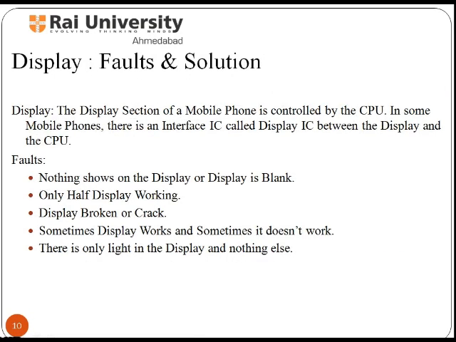Display. The display section of a mobile phone is controlled by the CPU. In some mobile phones there is an interface IC called display IC, which is between the display and the CPU. Faults: nothing shows on the display or display is blank, only half display working, display broken or cracked, sometimes it is not working, or there is only light in the display and nothing else.